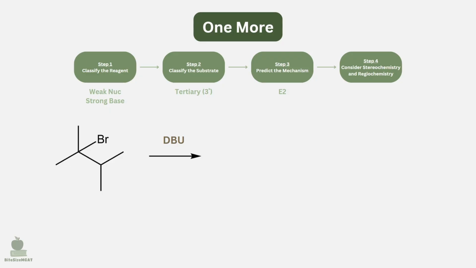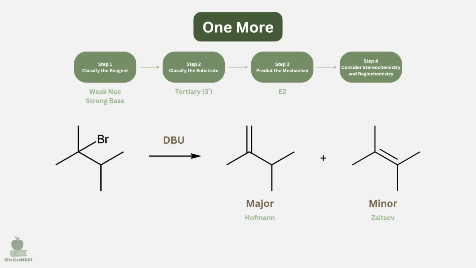So let's draw our answers now. Our major product is this Hofmann product, which places the double bond here. Our Zaitsev product is going to be this product over here and places the double bond here in the center. But this is going to be our minor product, even though it's more substituted.